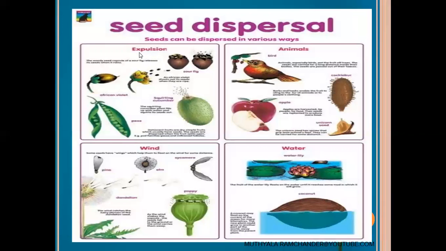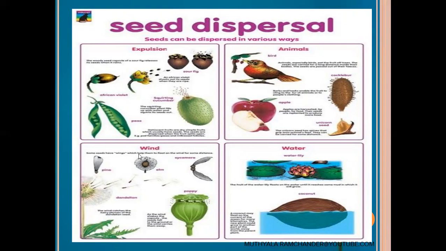So the seed dispersal process is mainly done in four ways: explosion, wind, animals and water. Explosion means that when fruits ripen and reach the mature condition, the fruit coat automatically breaks. By this broken condition, the inner seeds are easily spread to the outside. This process is called the explosion method of seed dispersal.